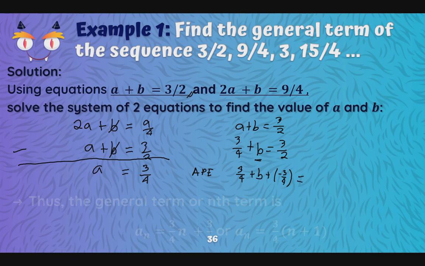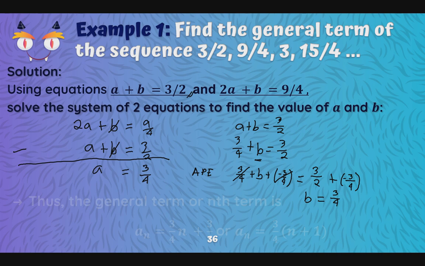And kung ano ginawa natin sa kaliwa, gawin din natin sa kanan. So negative po yan. So, cross out na natin. Dito, dahil magiging 0 na lang yan, b will be equal to 3 halves plus negative 3/4 is 3/4. So, ang value ng a natin is 3/4 as well as value ng b, 3/4.